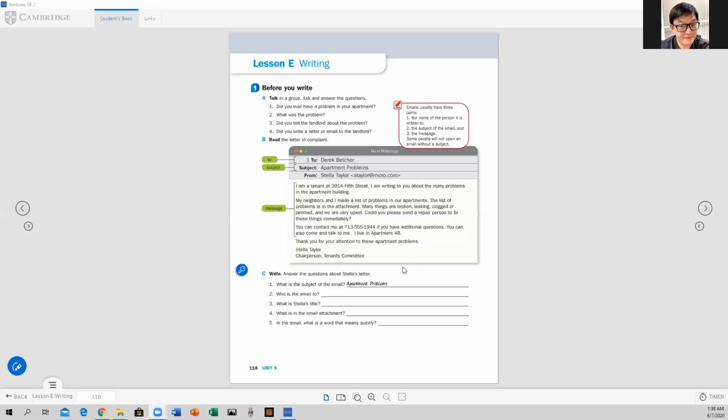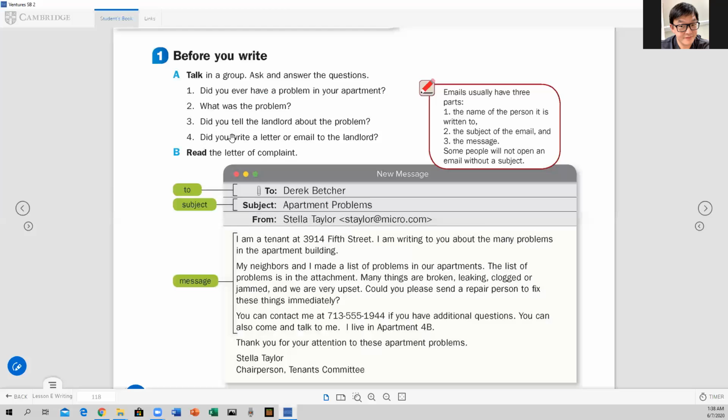You have this whole part in your book. But what I want us to do now, I want us to focus on number one here. I'm gonna make it bigger so you can pay attention to it. Okay, so look here. I know you don't have a group, but just focus on the questions here. Did you ever have a problem in your apartment? Just think about it for a minute, okay? In your mind, try to visualize and answer these questions here.